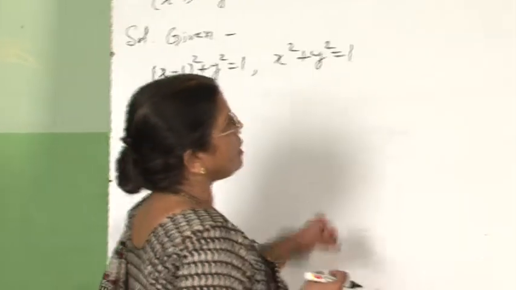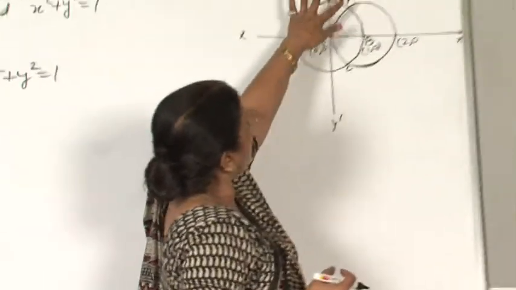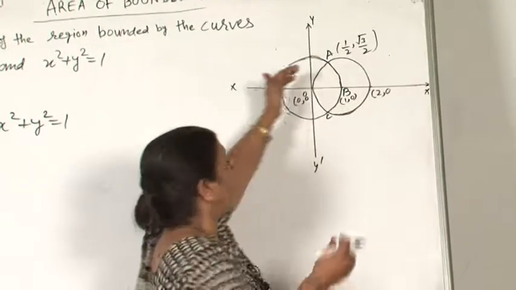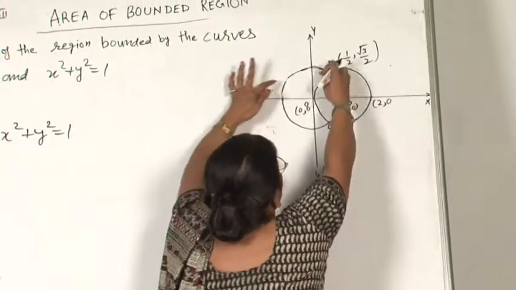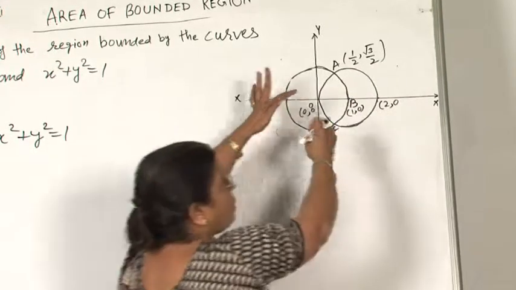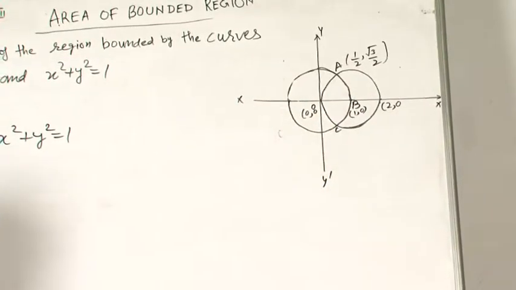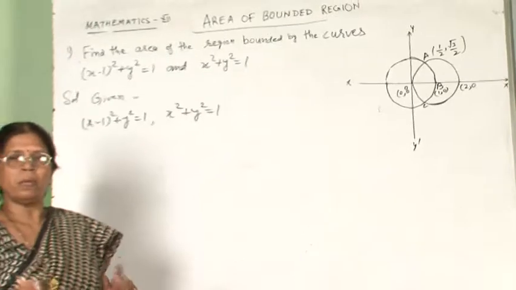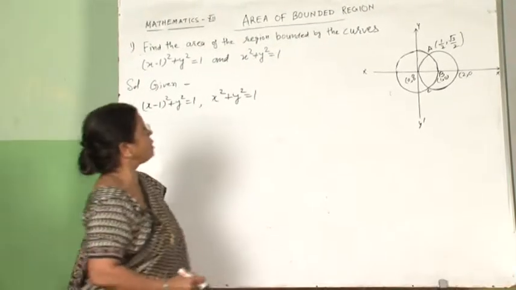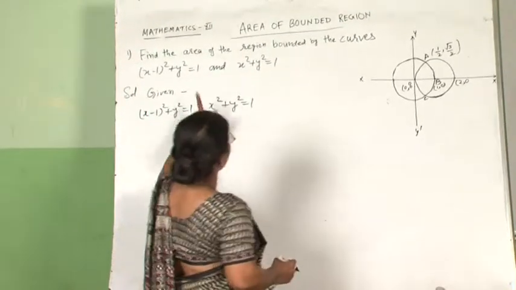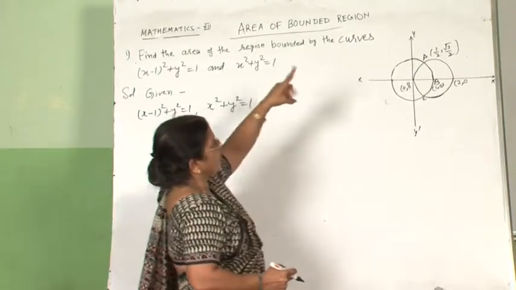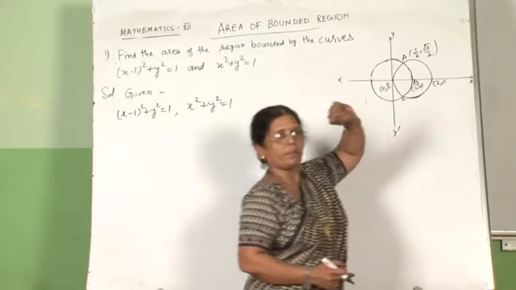Now, these two circles intersect each other at A and C. So this is OABCO. This is the area of the region bounded by these two circles. Now, first we have to find the point of intersection of these circles.